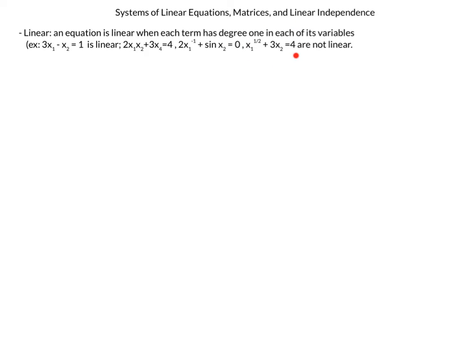And then last, we have one more equation. There are two terms on this side of the equation, one term on this side of the equation. And because of this 1/2, this equation also is not linear because the degree of this variable is 1/2.